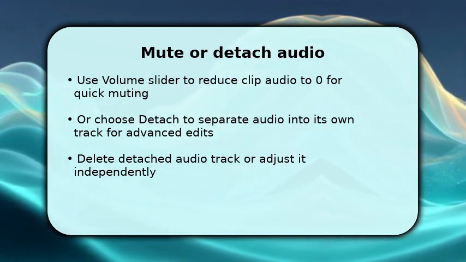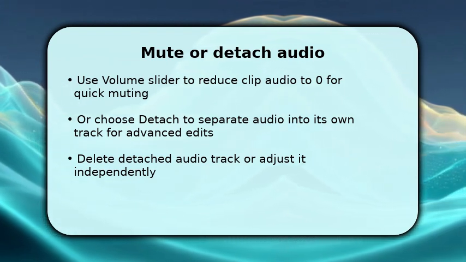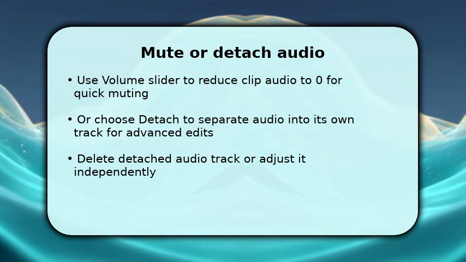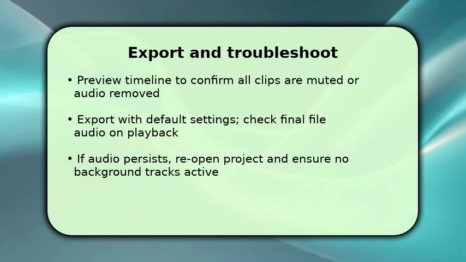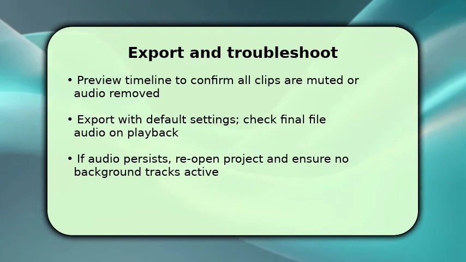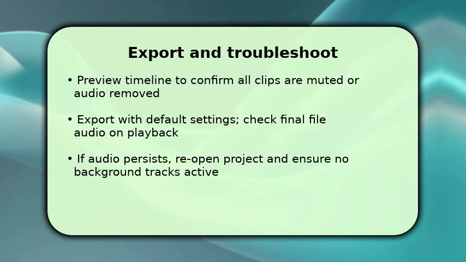Once detached, tap the new audio strip and press delete if you want it gone, or drag and fade as needed. Finish by previewing the entire timeline to ensure every clip's audio is removed or replaced. Play from start to catch anything missed. Export the video and listen to the final file on your device to verify silence.